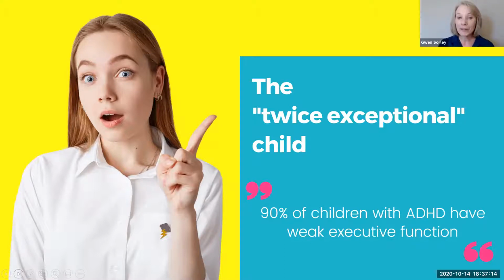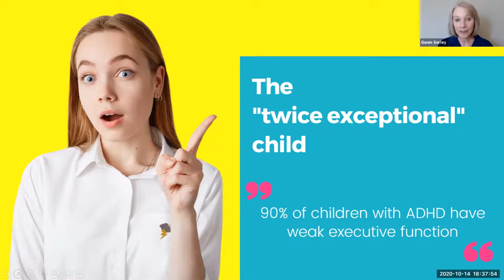So you may be familiar with this term, the twice exceptional child. So this kind of clarifies that question of, why is my really bright child struggling? Why is my really intelligent student getting D's and F's on his report cards? And oftentimes we have what's known as the twice exceptional child. The twice exceptional child is that student who is identified as gifted, but also ADHD, or gifted and has weak executive function. And this is very, very common.